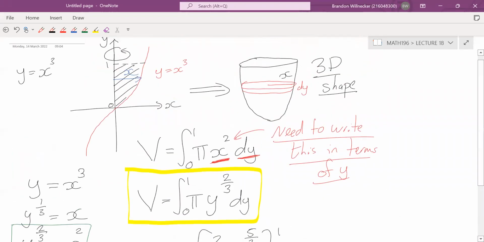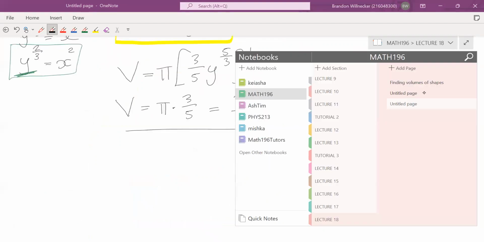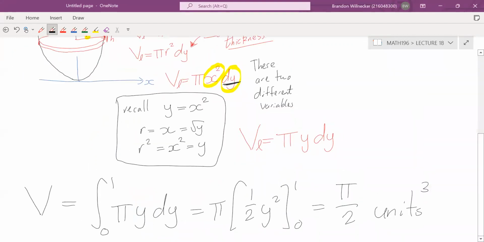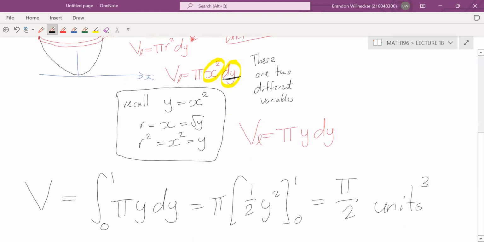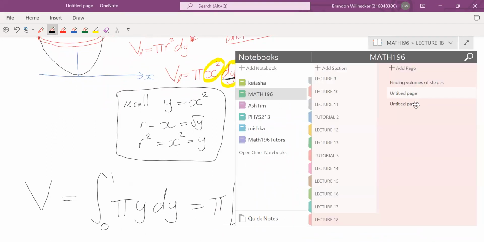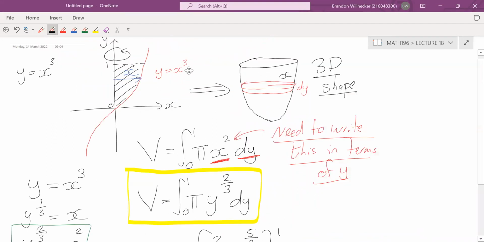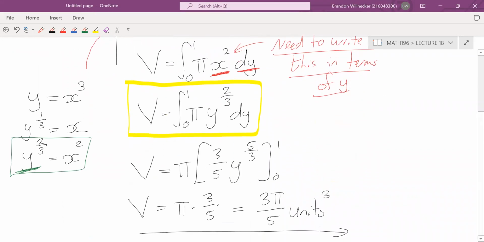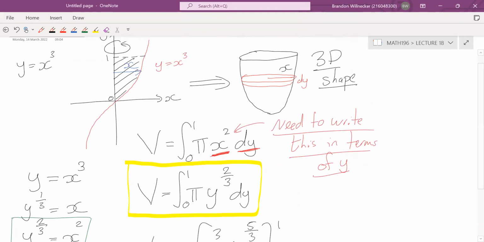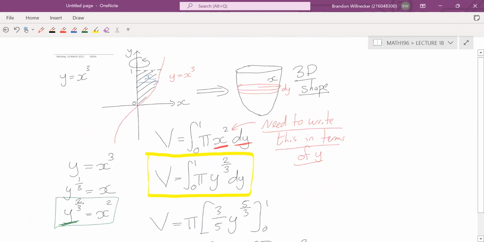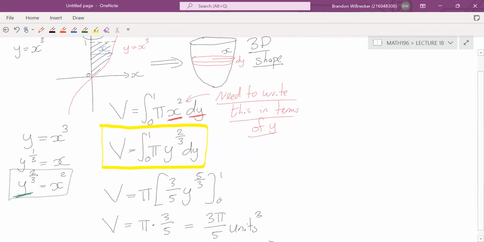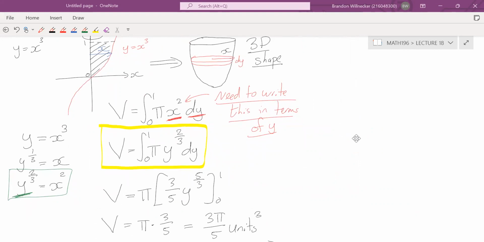So you see it looks very similar to the parabolic shape from the previous problem. If we had a parabola from 0 to 1, we get pi/2. But if it's now x cubed, so it's a very different kind of shape, but similar, we get a volume of 3 pi/5. So you see the volume is quite dependent on what curves you use. Any questions about this one?